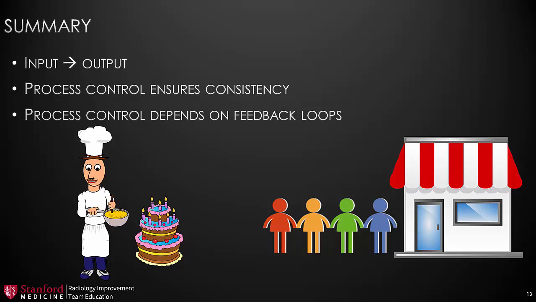So, in summary, processes take an input and, with trained individuals using specific methods and tools within a facility, create an output. Process controls ensure that your output consistently matches what you want your output to be. Process control depends on a feedback loop. Remember that you don't ever have direct control over your outputs. You only have control over your inputs and your processes. Your process will produce what your process produces. If your process is producing something other than what you want it to produce, then you need to change your process somehow to make it so it produces what you want it to produce.